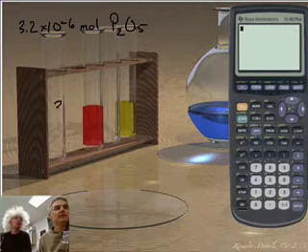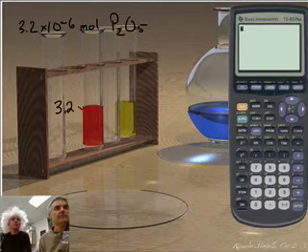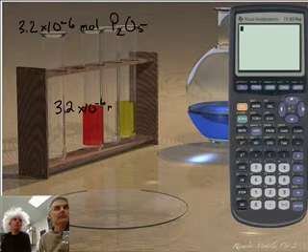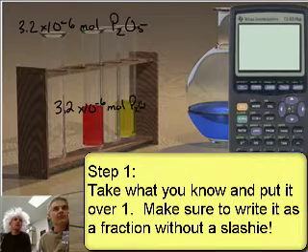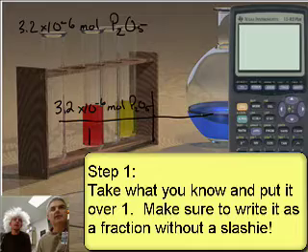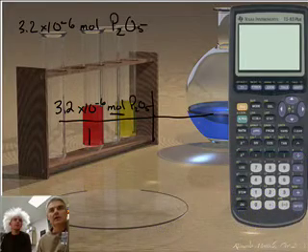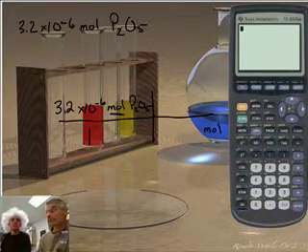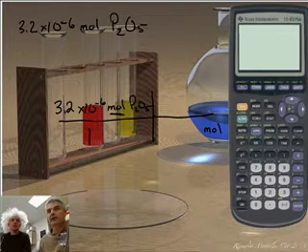All right, so we need to go for moles. We want to turn that into grams. So we're going to take that number, 3.2 times 10 to the negative 6 moles P2O5, put it over 1, and now we're going to convert that into grams using the molar mass of P2O5, because that's how we go from grams to moles.